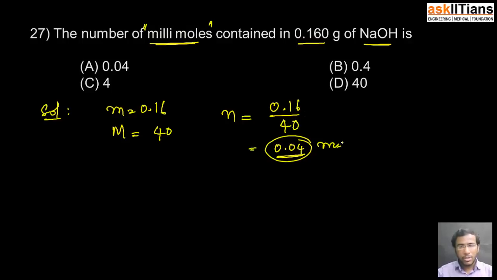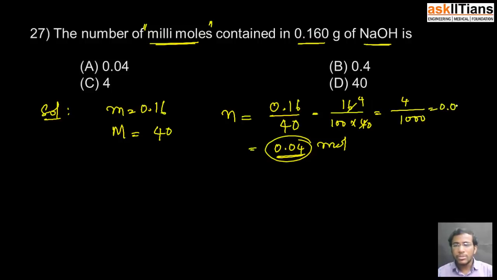This is actually moles. So how can we calculate the millimoles? It is actually 0.004 you will get. How much will you get? Okay, let's try to calculate this one. It is 16 divided by 100 into 40. How much will you get? It is 4 ones are 4, 4 fours are 16. So it is 4 by 1000. So you will actually get 0.004. Okay, it's not 0.04, 0.004 is the correct one.